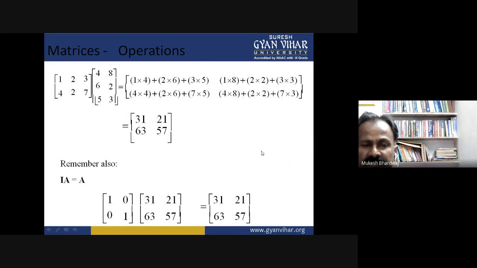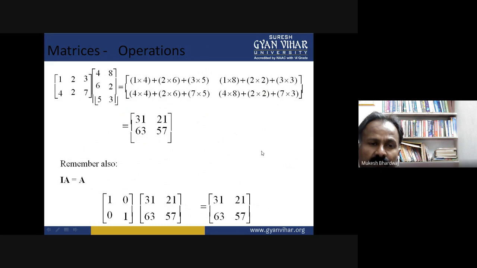For doing the multiplication, check the condition for multiplication. The first matrix is of order 2 by 3 and the second matrix is of order 3 by 2. So the columns of the first are equal to the rows of the second. So we can say the matrix multiplication is possible. Now proceed as the row column multiplication procedure. 1 into 4 plus 2 into 6 plus 3 into 5. Now 1 into 8 plus 2 into 2 plus 3 into 3.